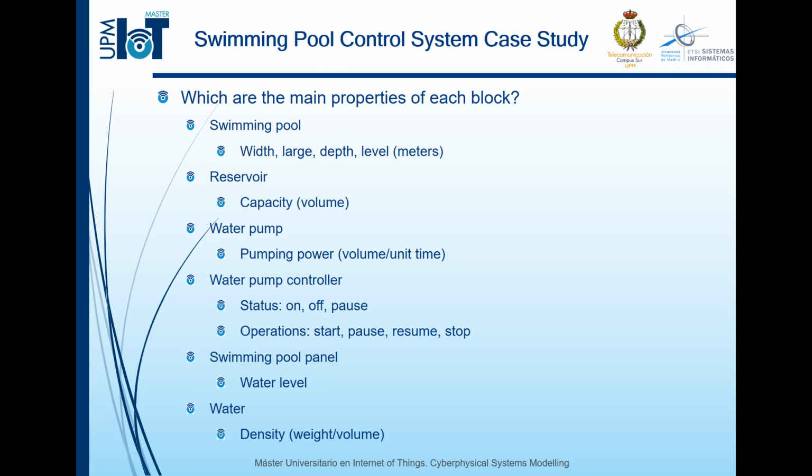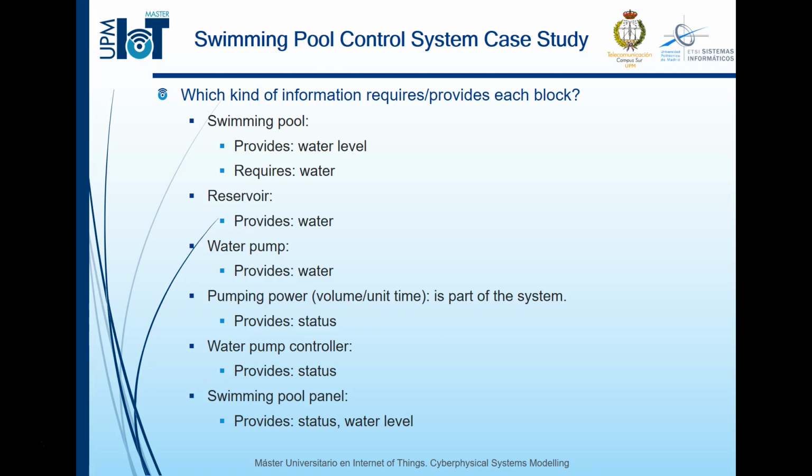And finally, what's the other thing we need to do to start working with the BDD diagram? Which kind of information does each block require and provide? If we have the swimming pool and we would like to control it, which kind of information would we like to get from the swimming pool? For example, the water level. But to fill the swimming pool, we need to put water inside. So the swimming pool requires water, and it provides the water level.